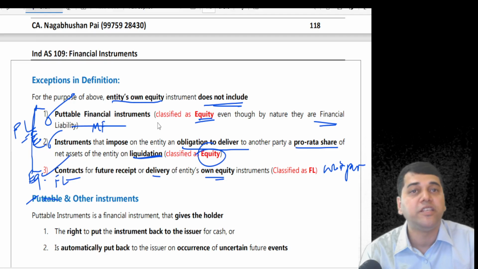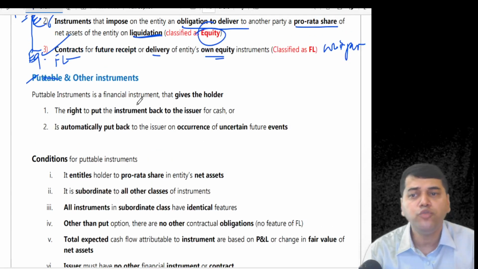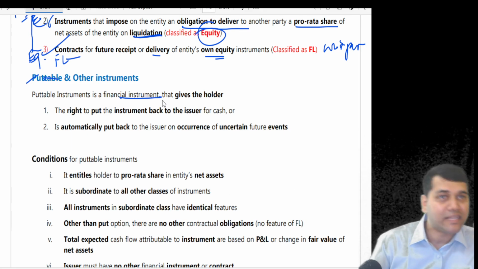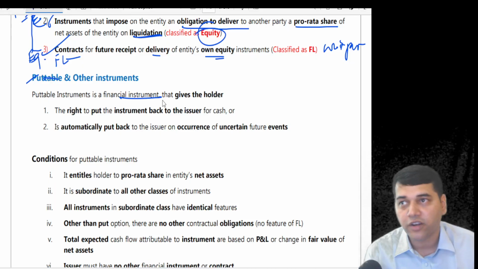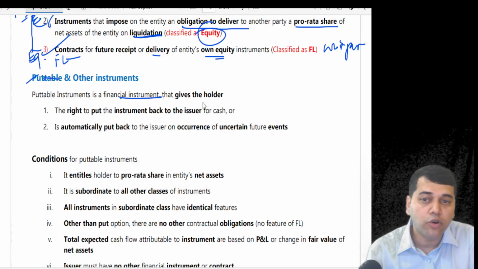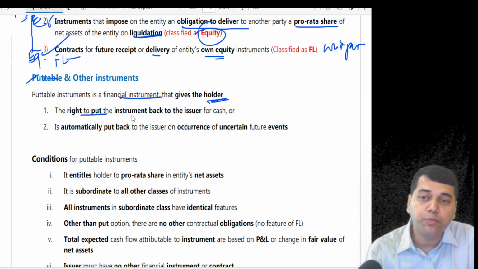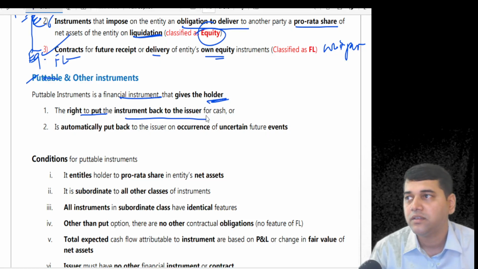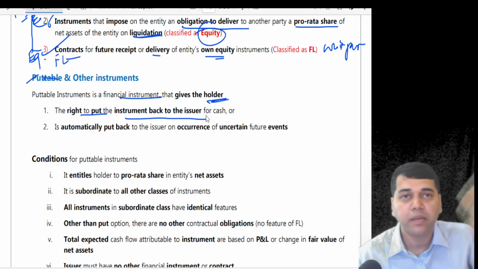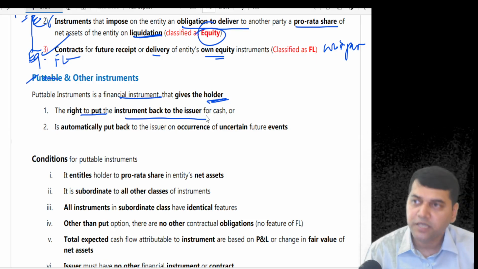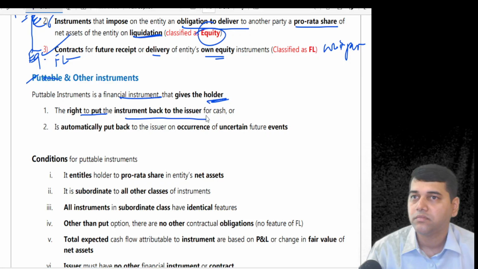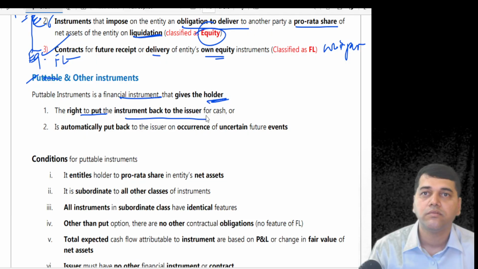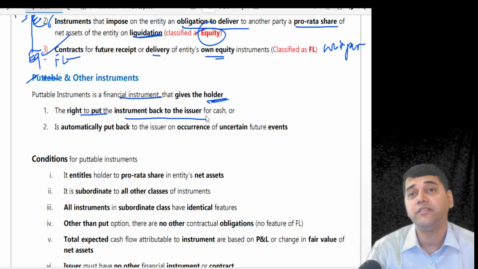Now, what is this puttable instrument? When do you say puttable instrument? The puttable instrument is a financial instrument. That means asset for one party, equity or liability for another party, that gives the holder the right to put the instrument back to the issuer for cash. What do you mean by this? Like you today go and buy one MRPL share. Is it puttable? Can you go and sell this share back to MRPL and say, sir, give me money? Can you tell this? What will MRPL say?